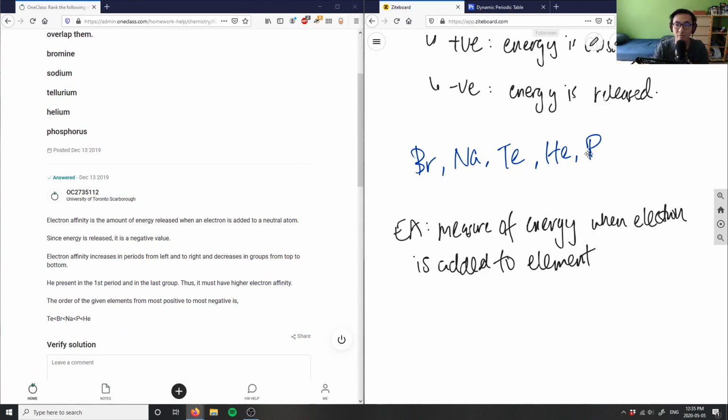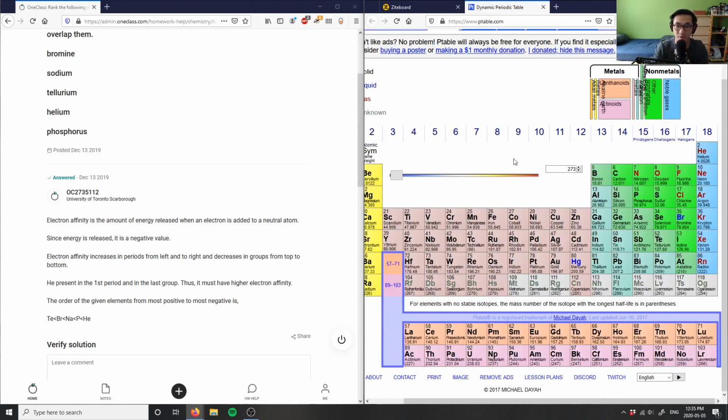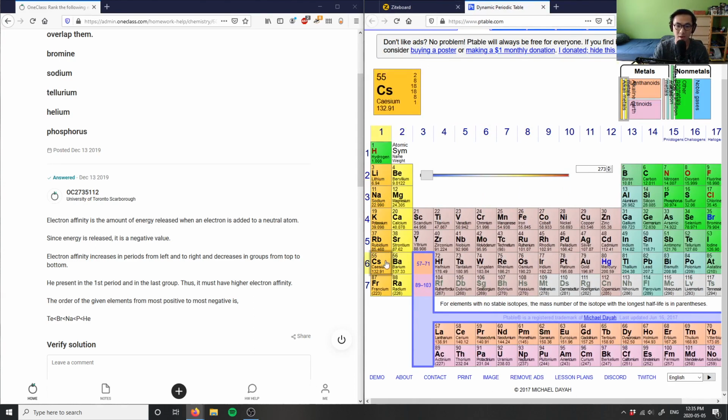So again, I'm going to have a positive, energy will be absorbed here. Same with sodium. However, if I add an electron to sodium, it doesn't really make a difference, because I have 1 valence electron. If I add another one, it doesn't really release a lot of energy, because it's going to have a charge of 2+. It doesn't really do anything here.